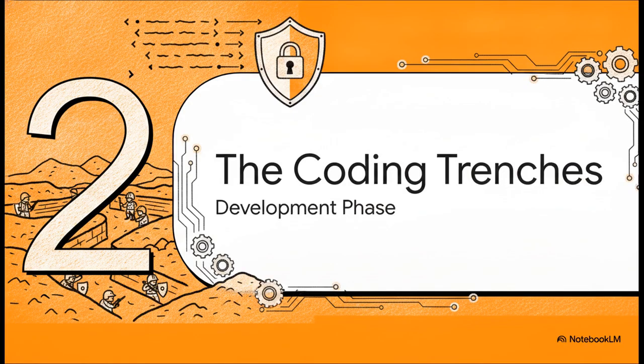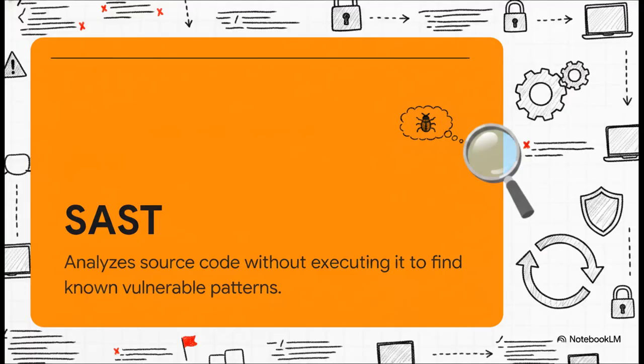All right, moving on to phase two, the coding trenches. Let's talk development. We've got to begin with SAST, or Static Application Security Testing. This should be running in every single IDE and CI pipeline to automatically flag unvalidated inputs or to make sure you're actually using parameterized queries instead of just string building.